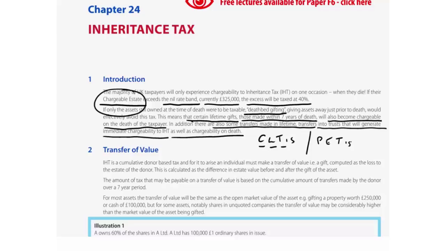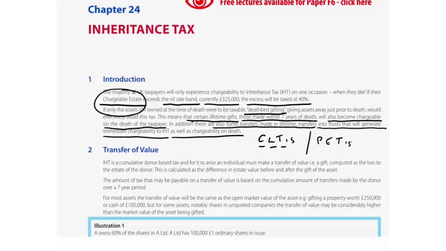So two main types of lifetime transfer that are going to have or may have inheritance tax consequences: CLTs, chargeable lifetime transfers, transfers into trusts, chargeable when made at, as we'll discover, a lifetime rate of tax, and also then there may be an additional charge when you die.